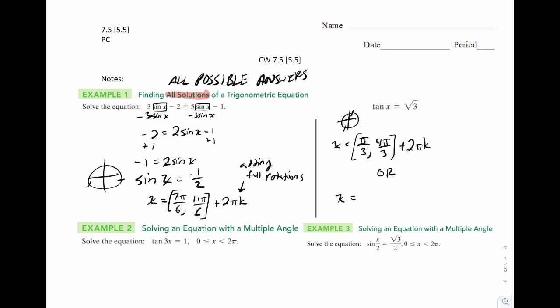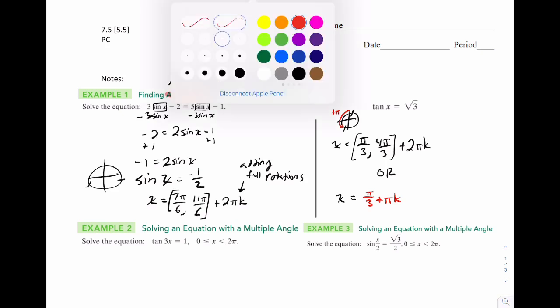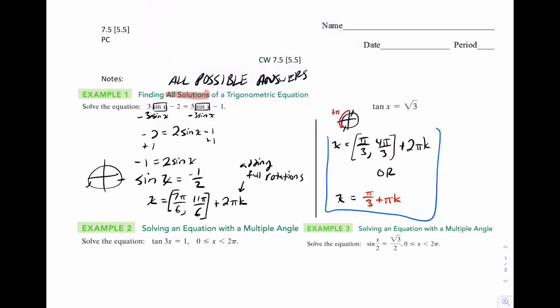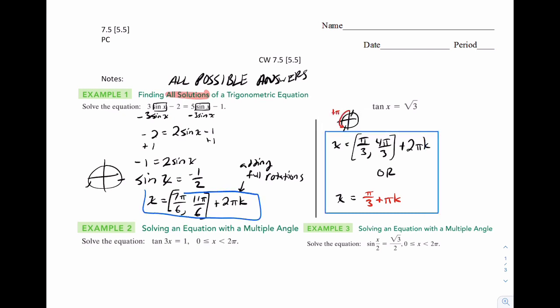Notice how these answers are exactly 180 apart. So we actually could simplify it to say pi over 3 plus pi k. And you can always do that if the answers line up nicely, and for tangent, they often do. But either of those is perfectly fine. Okay, so let's box that. Either of these is fine for the answer. And then I'll also box this one. And let's go to the next example.